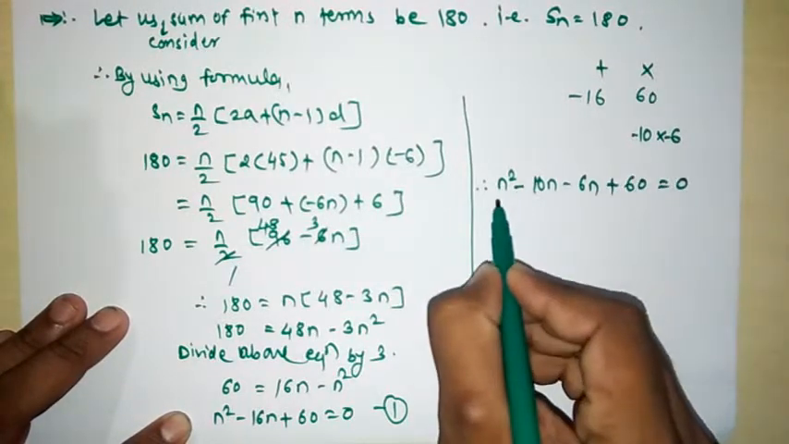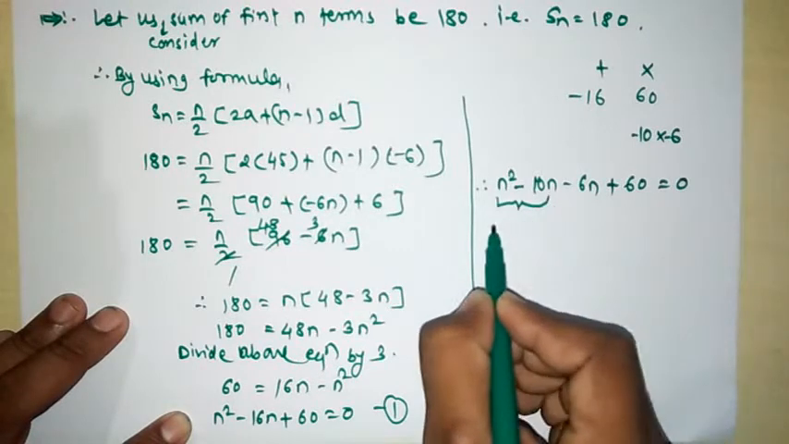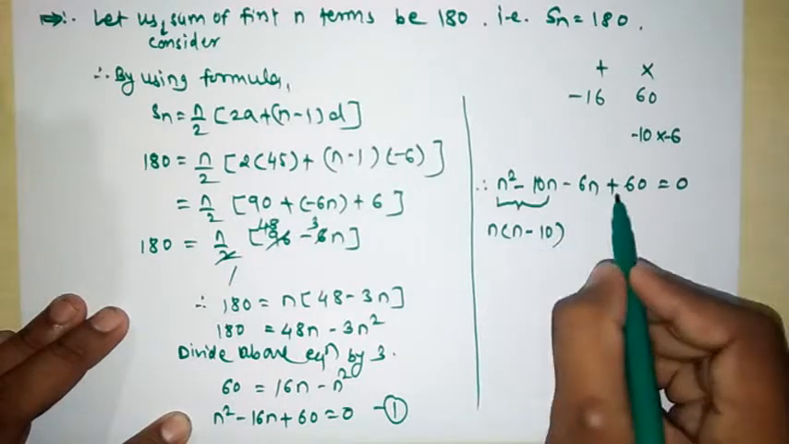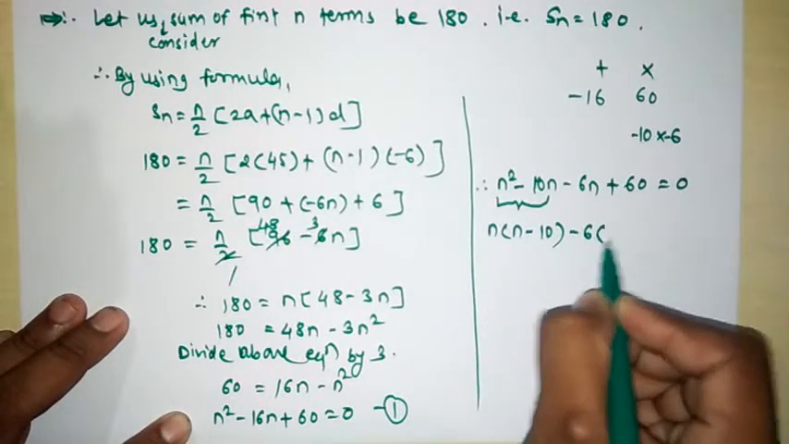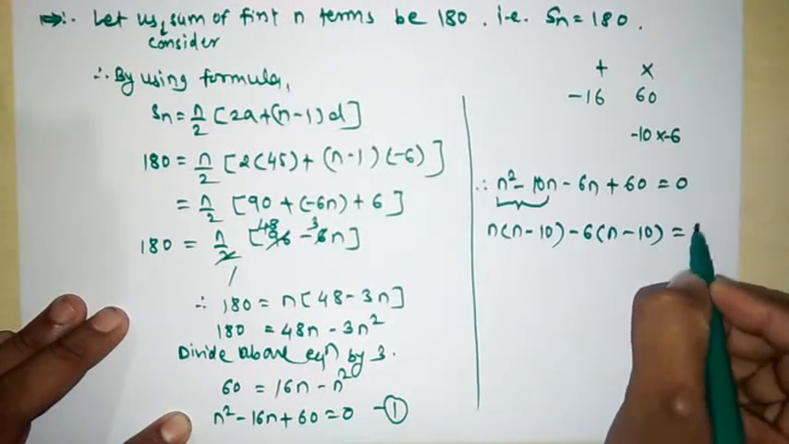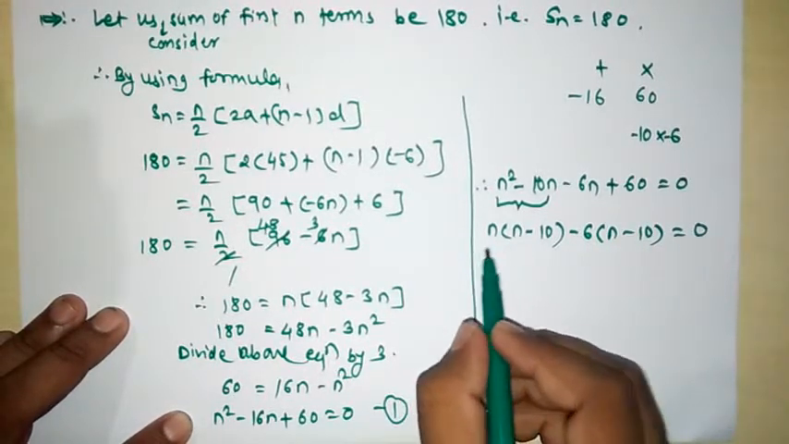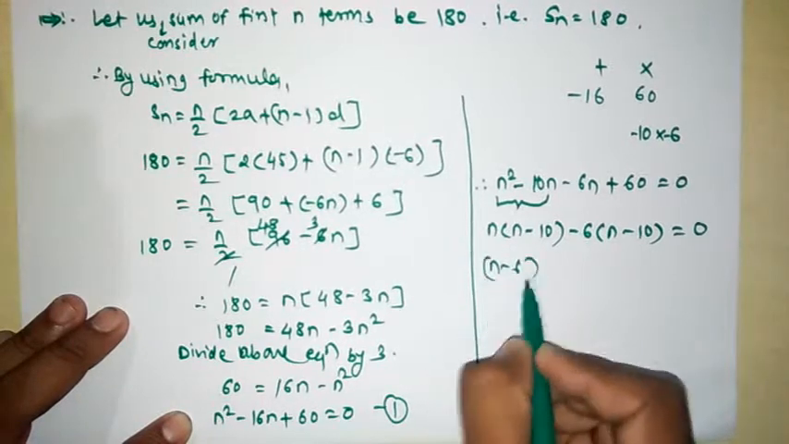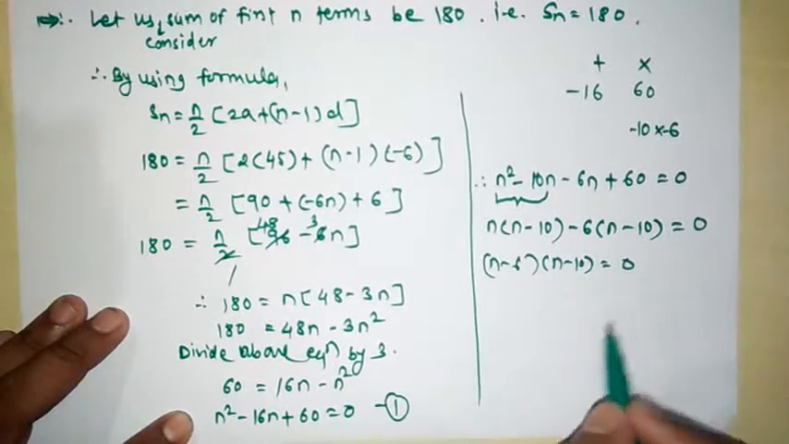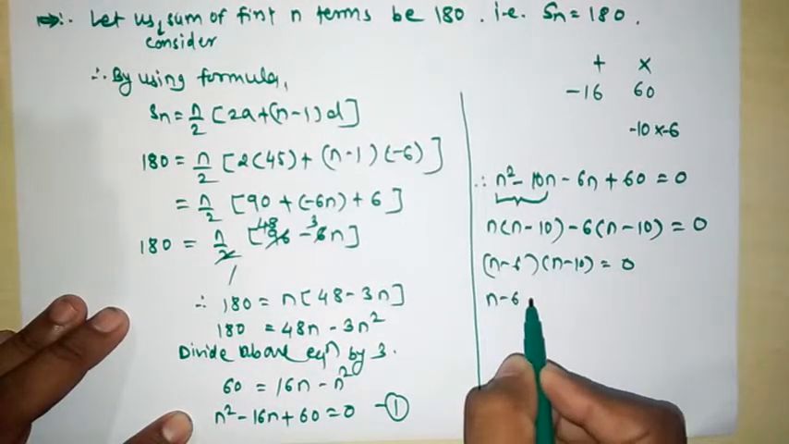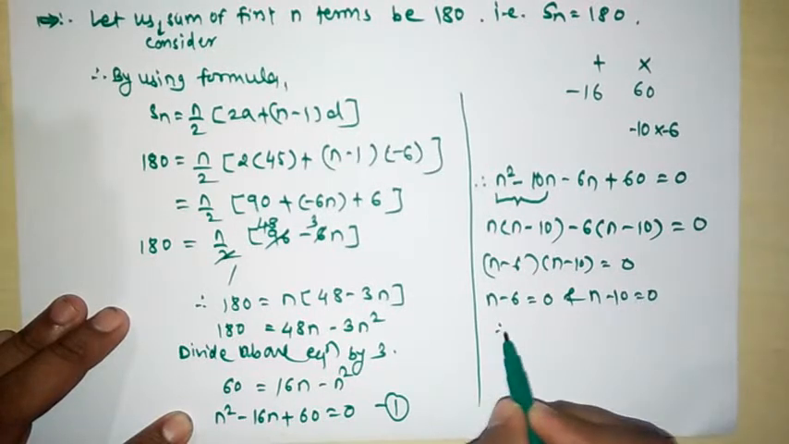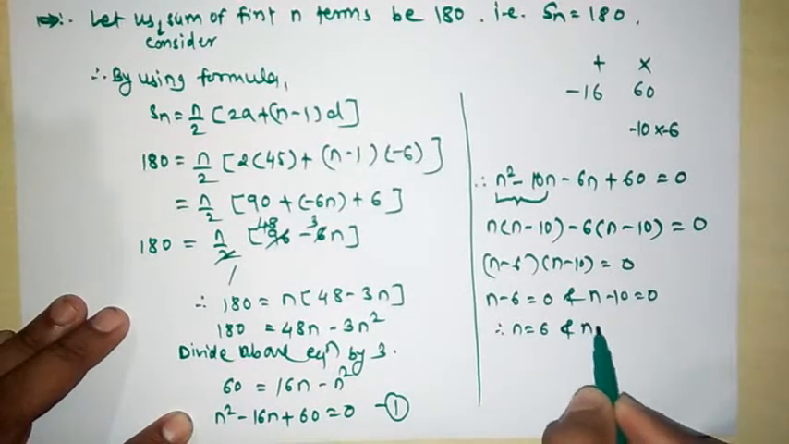Write down. Now from these two terms, take n common. What will remain? In the bracket, n minus 10 will remain. From these two terms, take minus 6 common, and in the bracket, n minus 10 will remain, which is equal to 0. Now we have to write each bracket separately. That is n minus 6 in one bracket and n minus 10 in one bracket, which is equal to 0. Now equate each bracket to 0. n minus 6 is equal to 0 and n minus 10 is equal to 0. Therefore, we got n is equal to 6 and n is equal to 10.